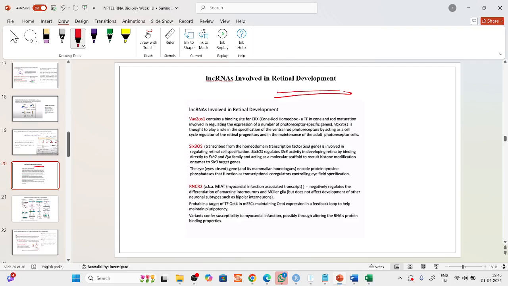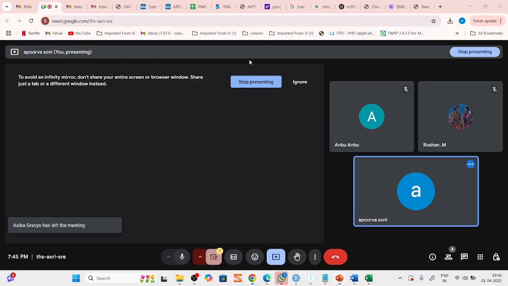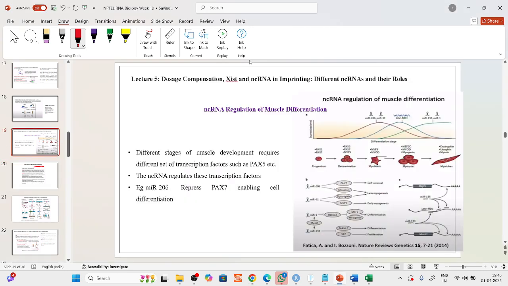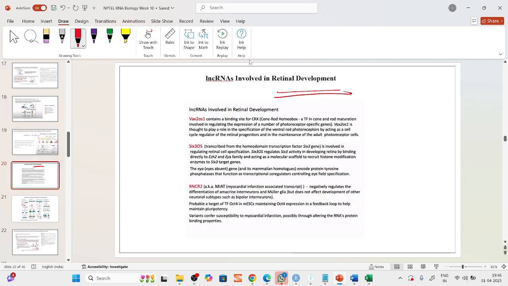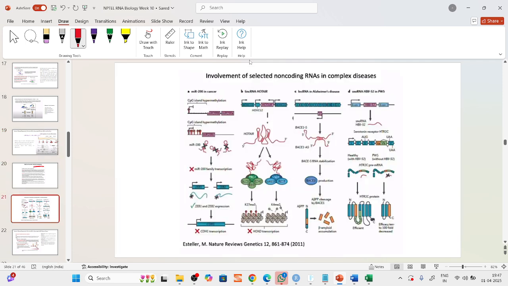So you need not go into each and every detail of it. I'm just trying to tell you how important this is. You should just know what the different roles of non-coding RNA are. First, it is involved in muscle differentiation, it is involved in retinal development, and some kinds of non-coding RNA also have a role in disease.